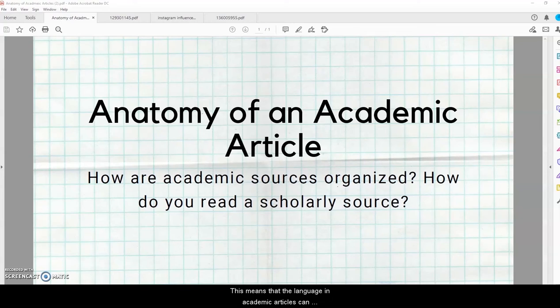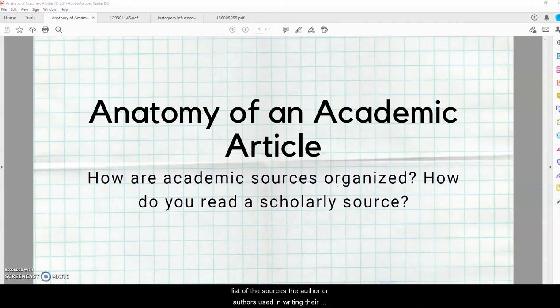This means that the language in academic articles can sometimes be jargony or discipline-specific, and therefore difficult for the everyday reader to understand. Luckily, most academic articles, no matter what subject area they're written in, tend to follow a certain pattern or format. When reading an academic article, the first section you're likely to see is the abstract for the article. Next, you'll likely have an introduction section followed by a description of the project or experiment. Then, you'll probably see a results section and a discussion of results section, and a conclusion, and then a list of the sources that the author used in writing their article.